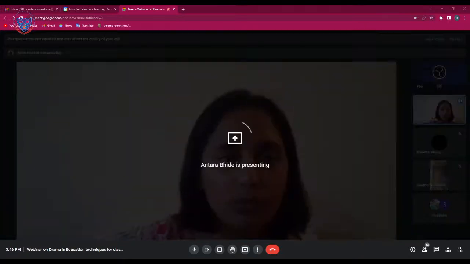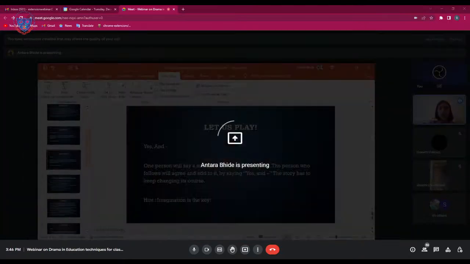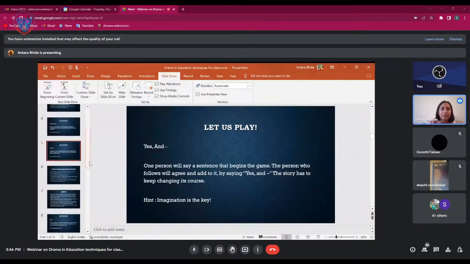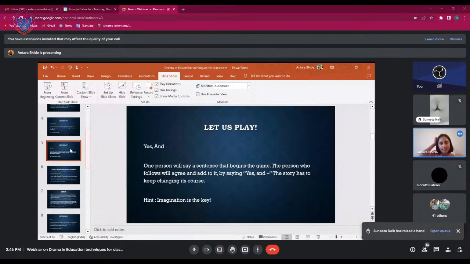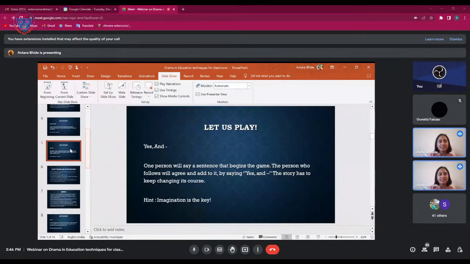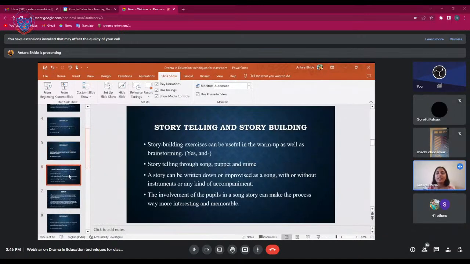Okay. So imagination is the key for this game. In the previous game, the key was patience. And in this game, the key is imagination. All right. Now we come to story building, because that's what we were talking about just now. Story building exercises are not just games, but they're also useful as warm-ups and as brainstorming as well. The game we played was yes, and.